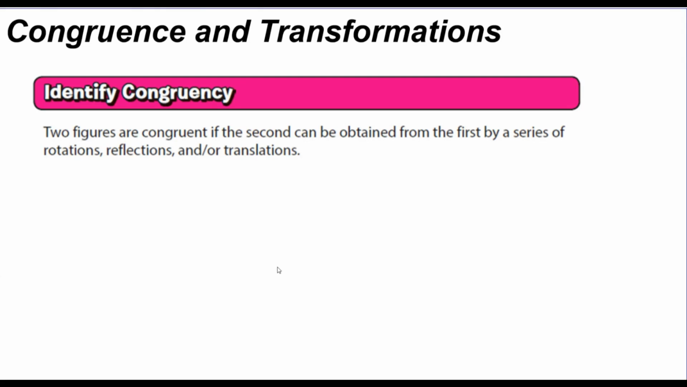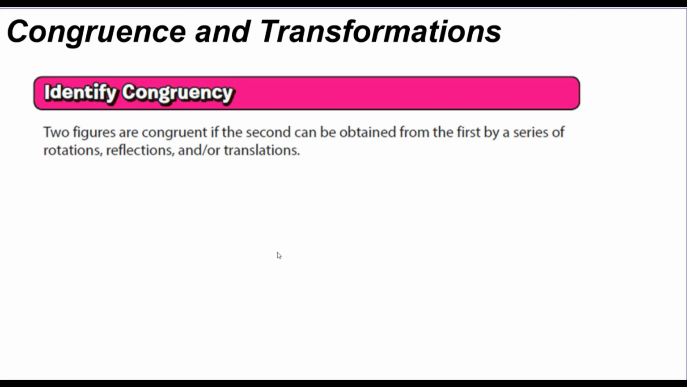All right, in this video, we're going to talk about congruence and transformations. So in the last few lessons, we've talked about transformations, we've talked about rotations, reflections, and translations. And we're going to talk about congruency now. Congruency is when two shapes are identical. They're the same size and the same shape.